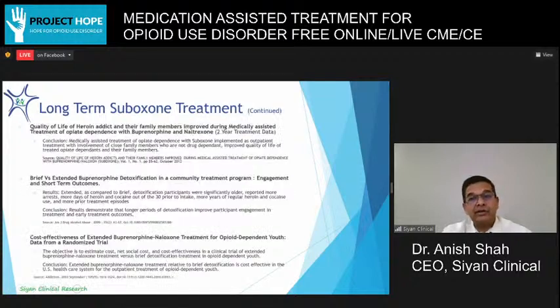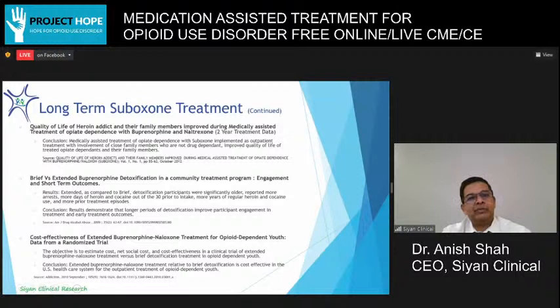Moreover, if you look at other studies, it also shows improved quality of life for both patients and family members, and a longer period of detoxification is achievable with long-term Suboxone treatment. And it's also very cost-effective.